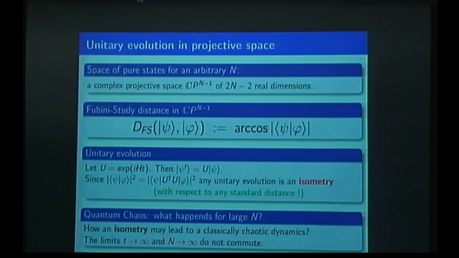Now, the key observation is that if we take two states and we transform both of them, since this is a rotation, the distance does not change. Why? Because the overlap, or the square of the overlap, does not change if both states are transformed unitarily. You see here is U, here U dagger, so this cancels, and the standard evolution can be considered as an isometry. It's only a rotation, so the distance between two states, if they evolve in time unitarily, does not change.